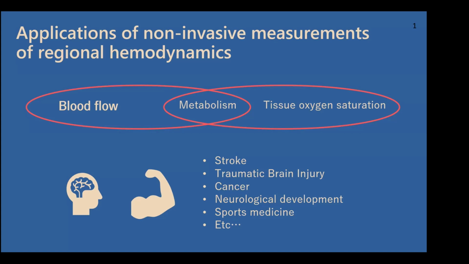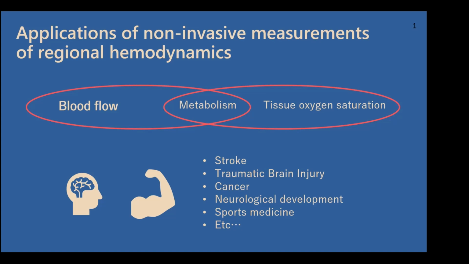The applications that I will talk about are optical techniques for measuring regional hemodynamics non-invasively. By hemodynamics, I mean blood flow as well as tissue oxygen saturation. And the nice thing about these measurements is that if you can combine blood flow with tissue oxygen saturation measurements, you can actually measure tissue metabolism.